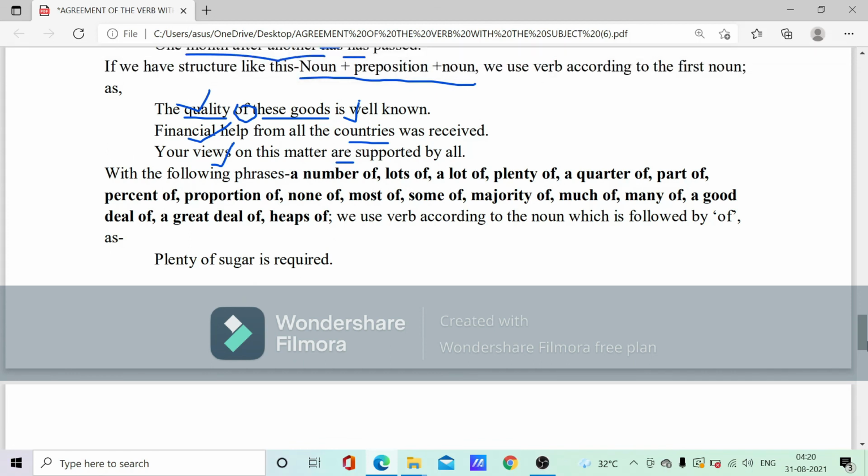And then the last rule is here with the following phrases: a number of, lots of, a lot of, plenty of, a quarter of, part of, percent of, proportion of, none of, most of, some of, majority of, much of, many of, a good deal of, a great deal of, heaps of. If you find these kind of words or these kind of phrases, as I call them, right, then we use verbs according to the noun which is followed by 'of'.